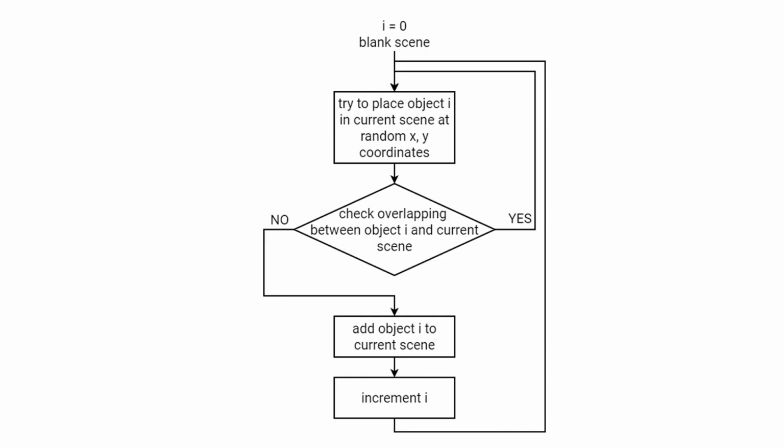First of all, we create a blank scene and in a cycle try to place new objects into it. There is a condition. If there is overlapping between the object and the current scene, we do nothing. But if there is no overlapping, we add the object into the current scene.